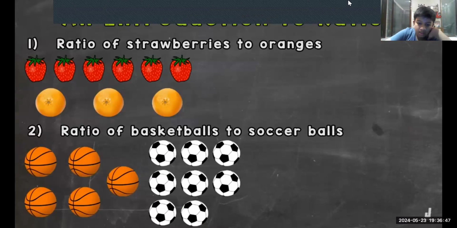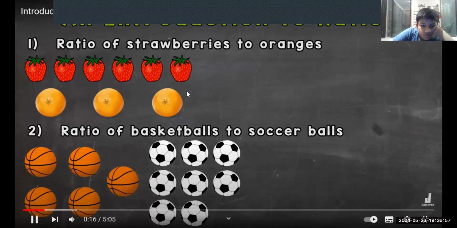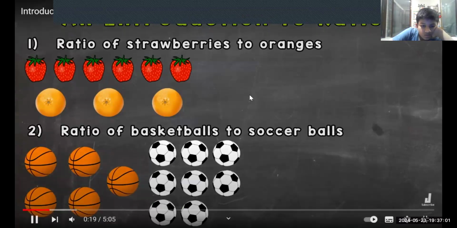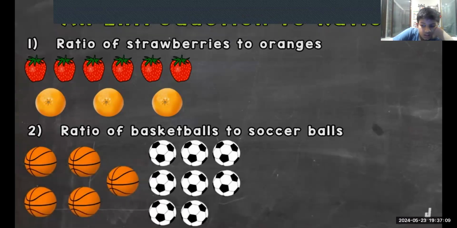So here we are at the introduction to ratios. We're going to go through the basics of ratios, how we write out ratios, and just talk about what a ratio is. And as you can see, there are 2 problems on your screen. We have the top ratio problem, with strawberries and oranges, and then the bottom with basketballs and soccer balls.